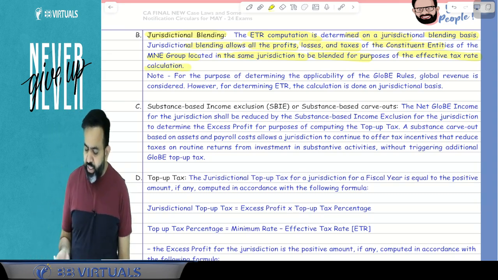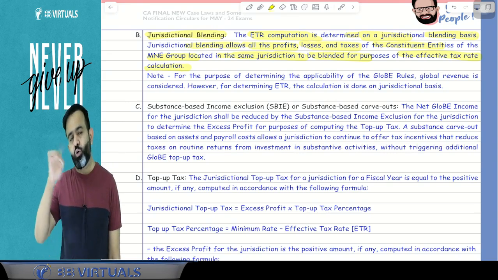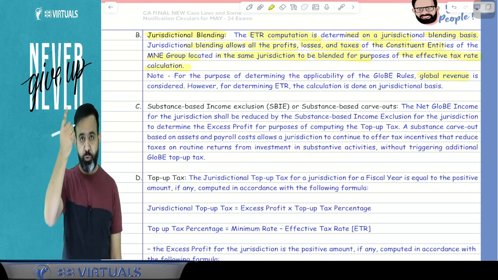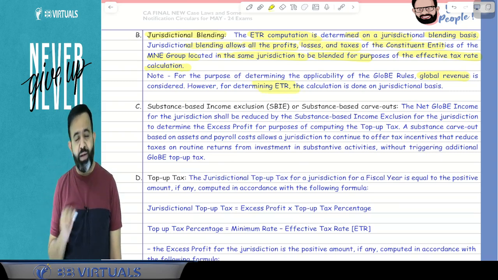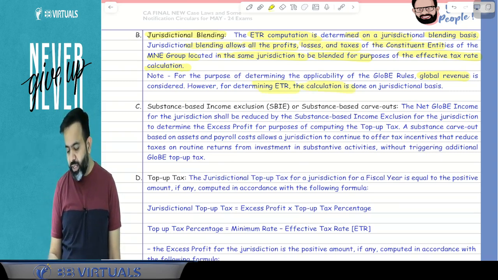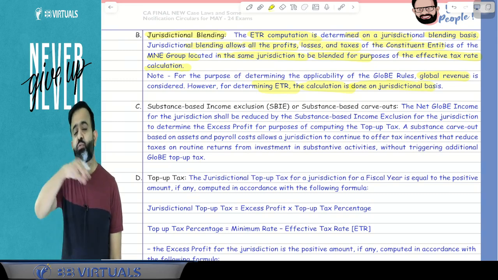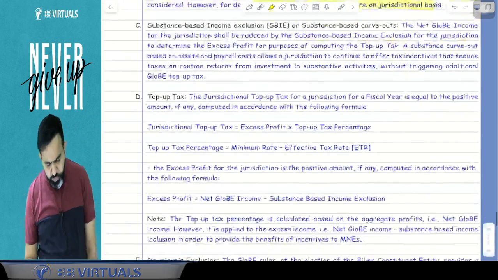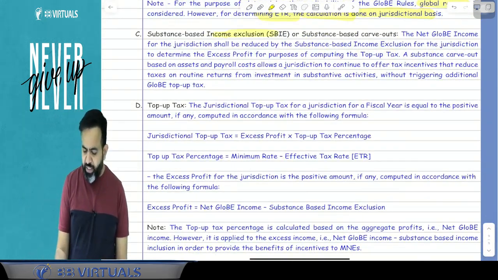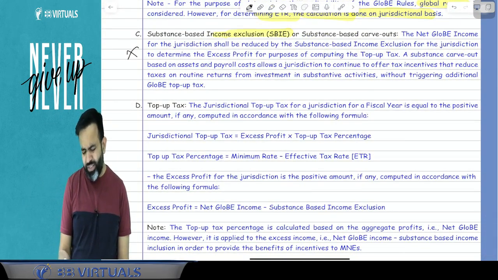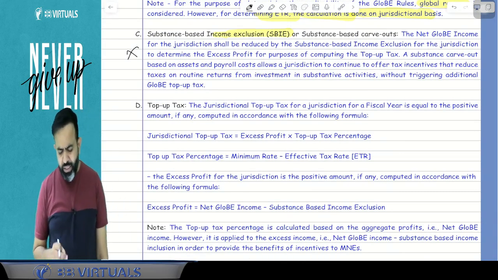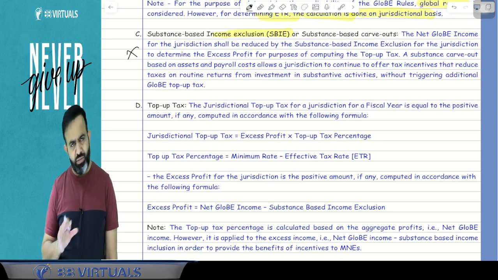For the purpose of determining the applicability of GloBE rule, guys, whether GloBE rule is applicable or not, for that purpose we have to check the global revenue. But guys, for the effective tax rate calculation, we will calculate on the jurisdictional basis, means for all countries we will check separately. Now substance based income exclusion, you can ignore this point, it is not more important for your examination. That is substance based income exclusion, just ignore that.